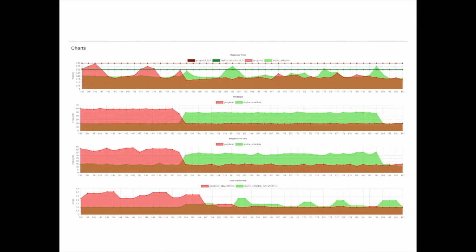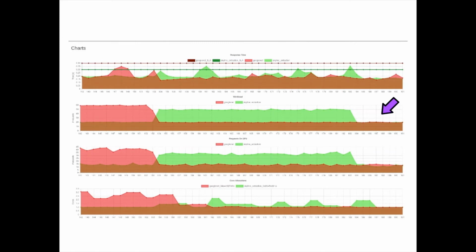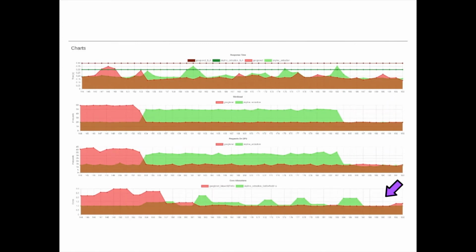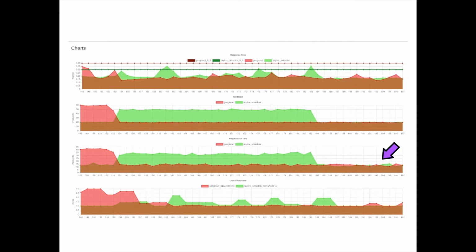Finally, at the end of the experiment, the traffic for both the applications is again moderate. The core allocation is close to the minimum, and the GPUs are almost equally shared between the two applications.